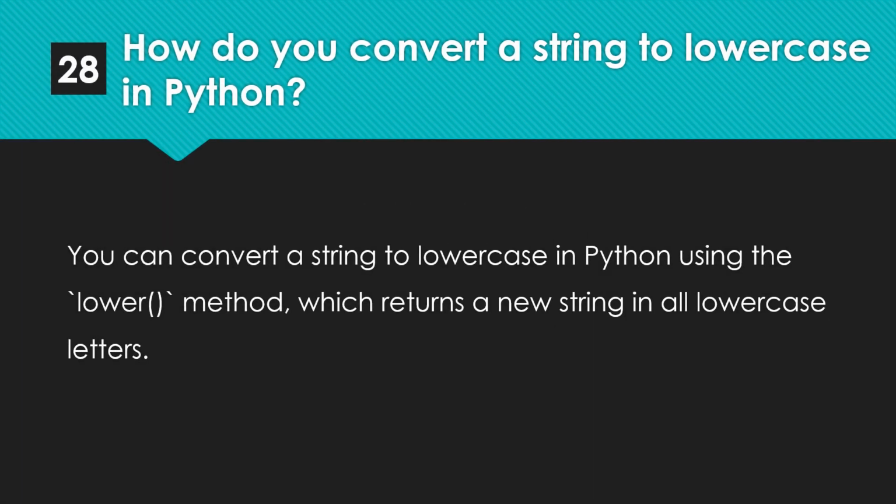How do you convert a string to lowercase in Python? You can convert a string to lowercase in Python using the lower method, which returns a new string in all lowercase letters.